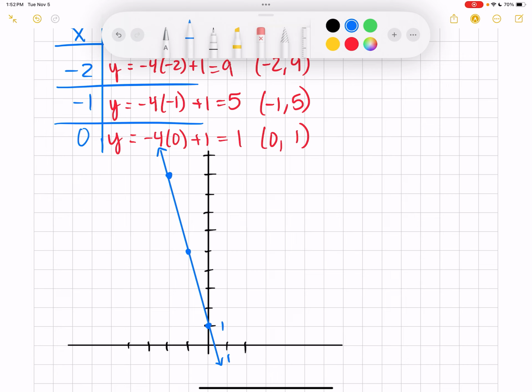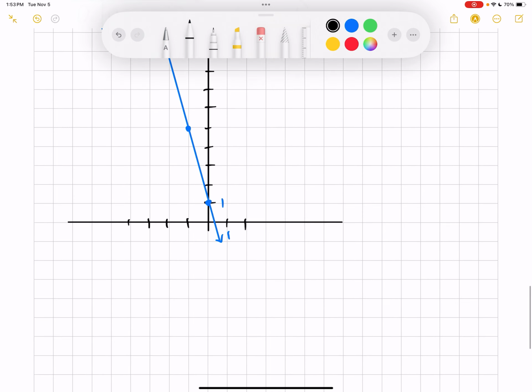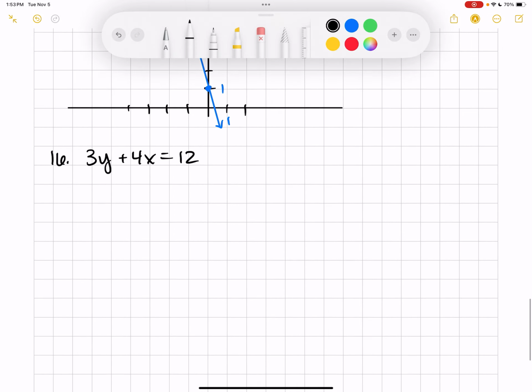All right, 16. 3y plus 4x equals 12. So first I want to get y by itself. How do I do that? Subtract 4x. So that's going to be 3y equals negative 4x plus 12. Then what? You make your chart. Nope, y is not by itself. Oh, divide by 3, so y equals negative 4 over 3 times x plus 12 divided by 3 is 4.